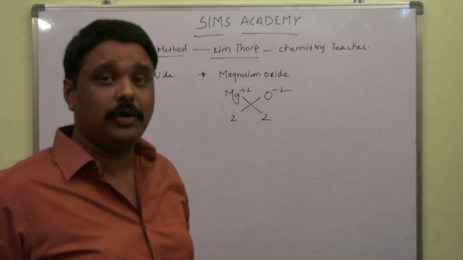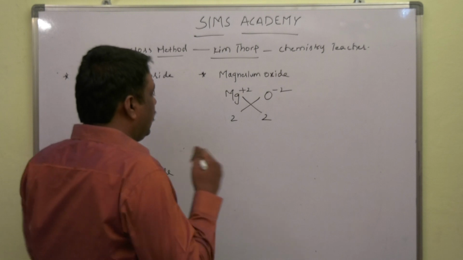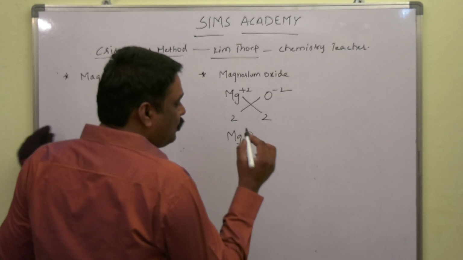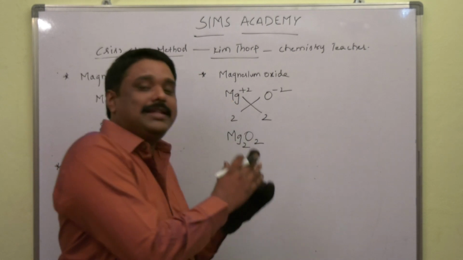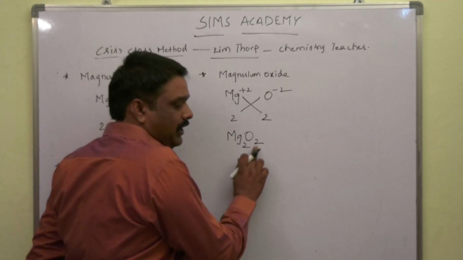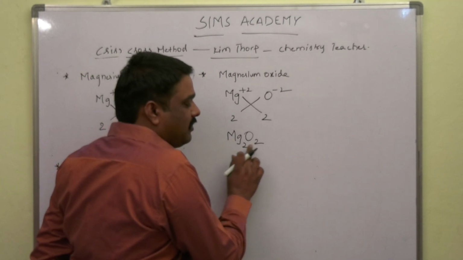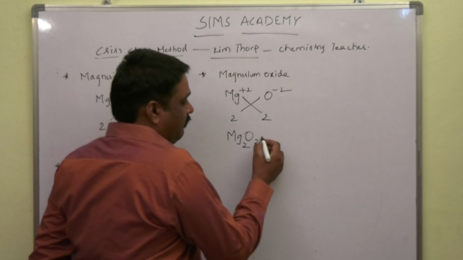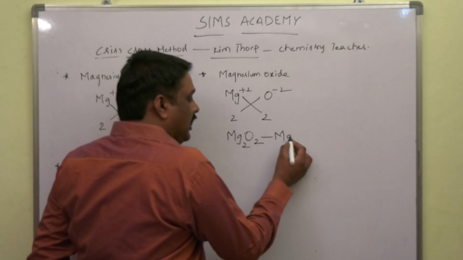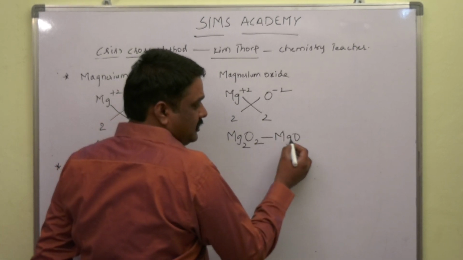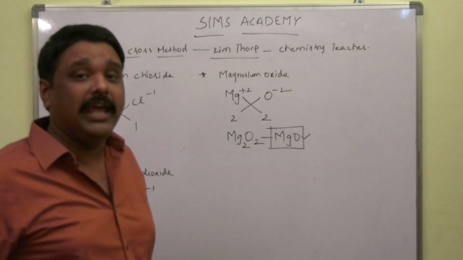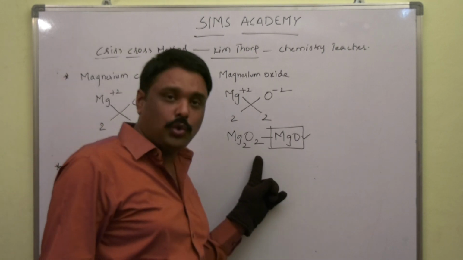I hope you have written the formula, and I think you got the answer as Mg2O2. Now, in this particular case, we can take 2 as common in both of them, and we write MgO where 2 is taken as common. Hence, the formula of magnesium oxide is MgO but not Mg2O2.